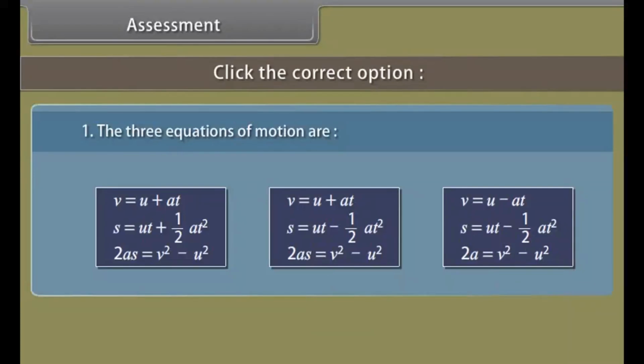Assessment. Now time for an interactivity. Click the correct option.